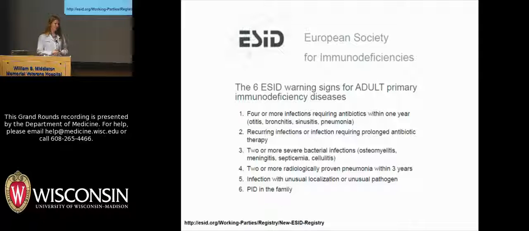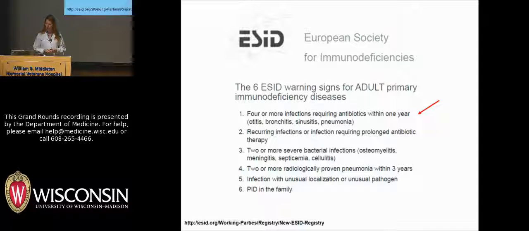So when should we look for common variable immunodeficiency and other primary diseases in adults? It's really based on expert opinion, and one of the guidelines I found was from the European Society for Immunodeficiencies. So I thought we'd go through these individually. 4 or more infections requiring antibiotics within 1 year, such as otitis, bronchitis, sinusitis, and pneumonia. And I thought that was a really excellent one. We saw 98% of the patients had recurrence of these infections, so it makes a lot of sense.